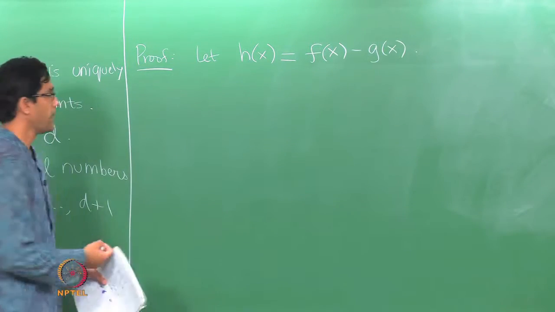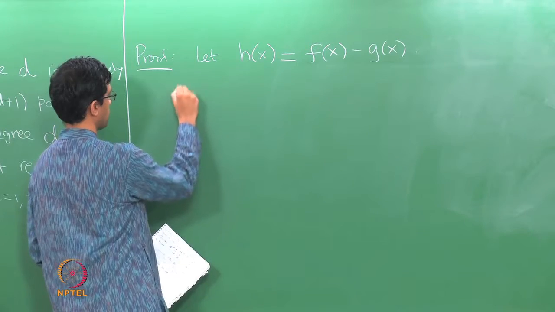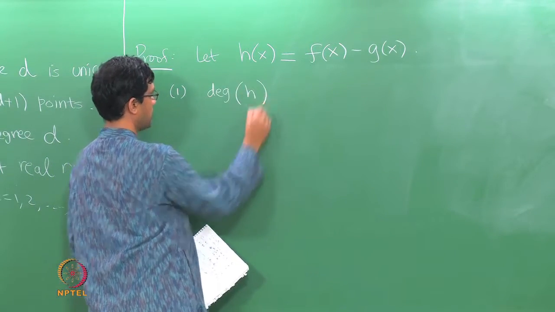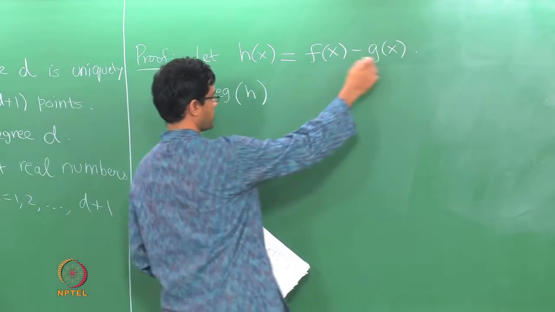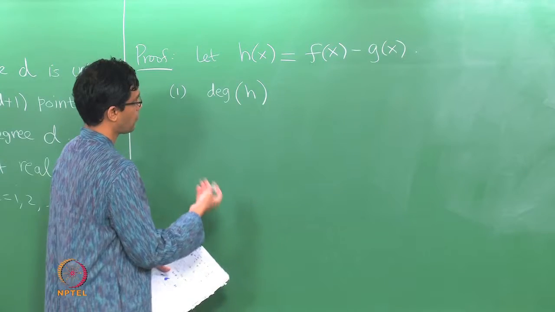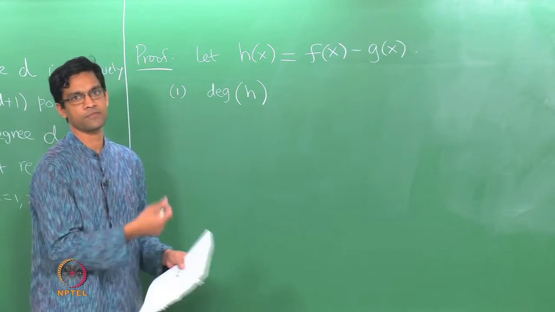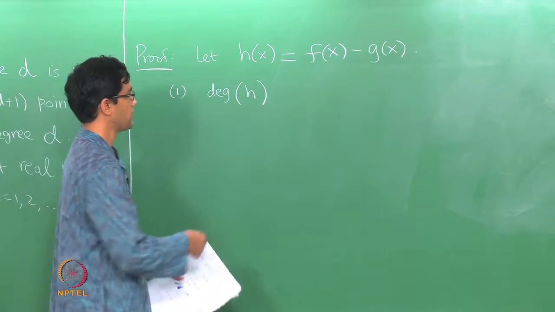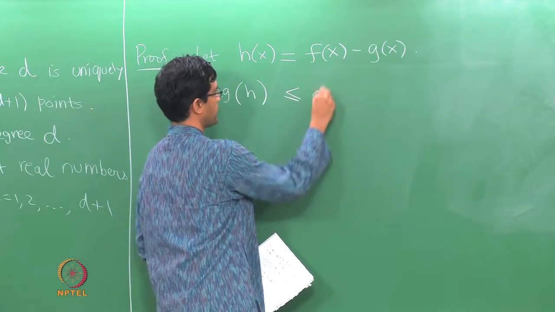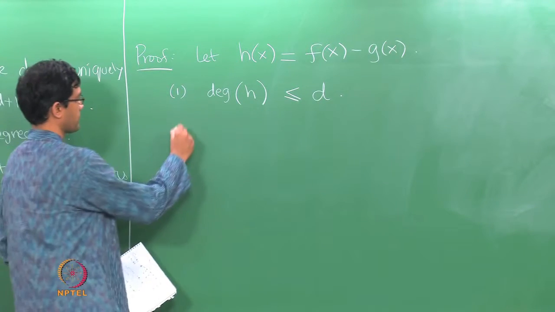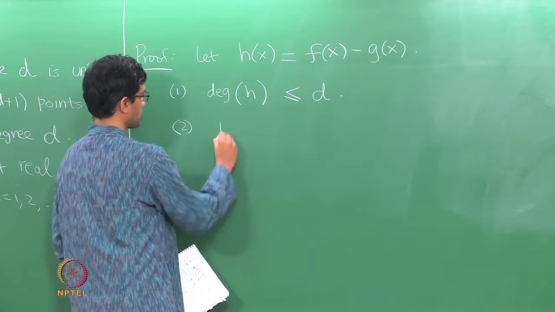Now, what all do we know about h? Well, here are the various things we know. Fact 1 is the degree of the polynomial h. Observe f and g are both degree d polynomials, and when you subtract or add two degree d polynomials, what you might get is possibly something of degree d, but could also be something of strictly smaller degree than d. So, let us just be content with the following: the degree of h is at most d, is less than or equal to d. That is statement 1.